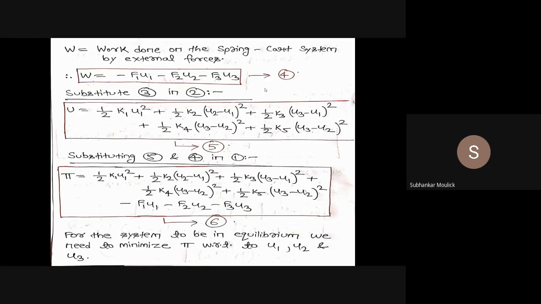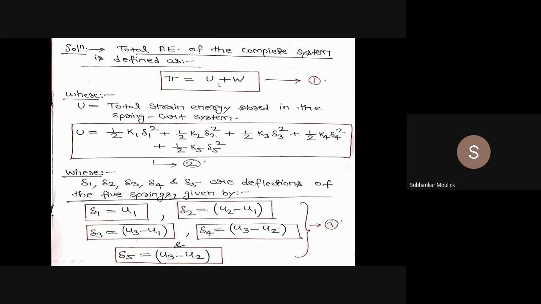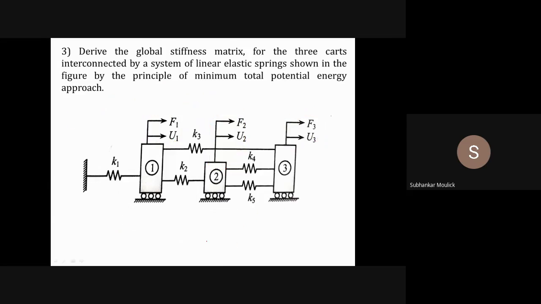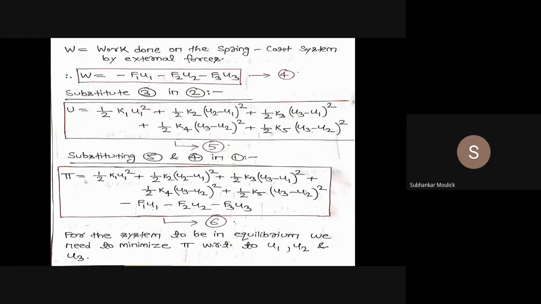Yes, sir. Okay, since we got the value of U, we got the value of W, what we will do is substitute equation 5 and equation 4, that is the values of U and W from 5 and 4, in 1. Then I will get the total potential energy for this spring cart system. This total potential energy is given by this expression, that is U, plus this expression, that is W.